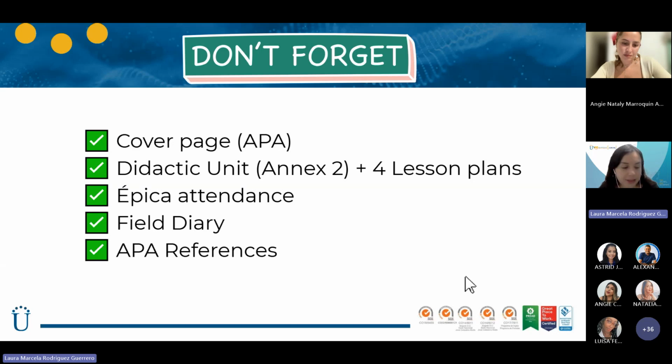Your field diary, something important that we want to explain, or some clarification that we want to do, is that the field diary has some text that is already there as an explanation, similar to the explanation in the unit. So you have to erase that and write your own thoughts, your own reflection. Okay, so be careful with that, with your reflection. Try to use theory to complete this part, and the references.